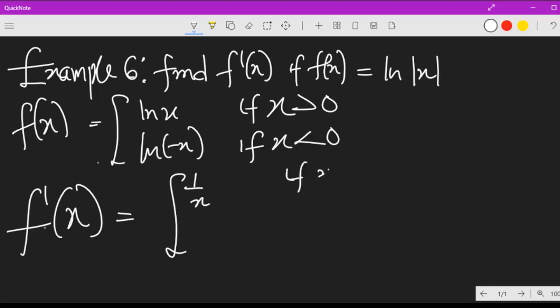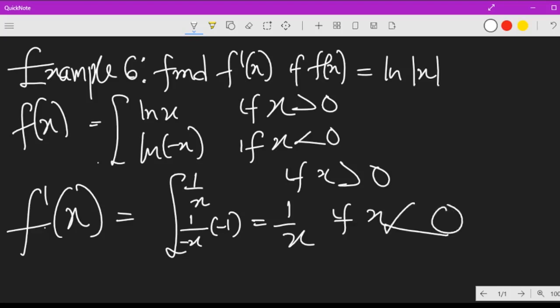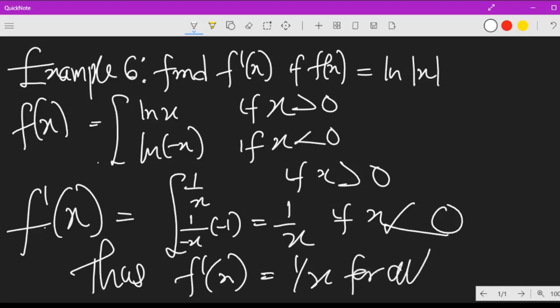If x is greater than 0, this one will give you, because of the inner function of a function, 1 over minus x times minus 1, by the time you use the chain rule. So you now have 1 over x. Now we find it for x less than 0. So thus f prime of x is equal to 1 over x for all x not equal to 0. That just means that it holds for all x not equal to 0.